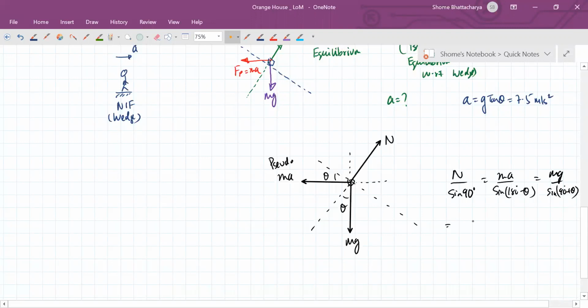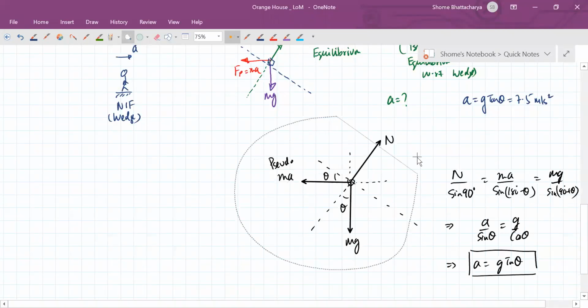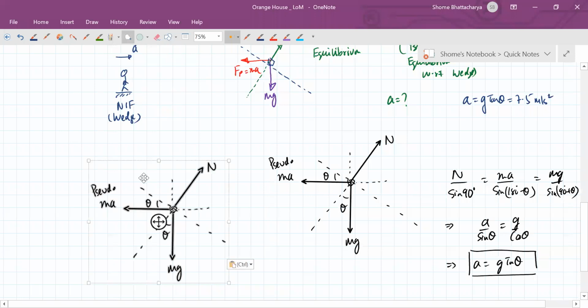So the second part, it tells you that ma by sine theta is equal to g by cos theta, or a is equal to g tan theta. Another way of doing the same thing is you can also resolve the forces. So you can do one more thing here. Instead of applying Lami's theorem, you can also resolve these forces.